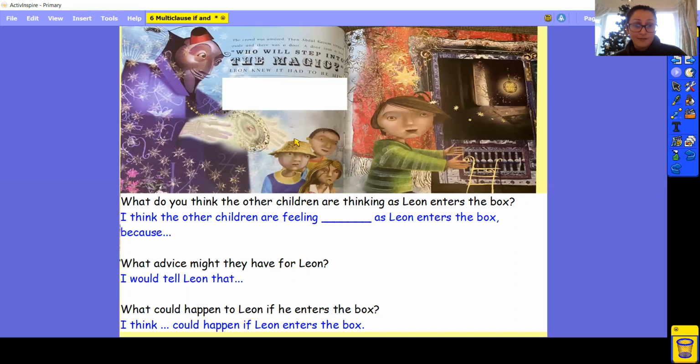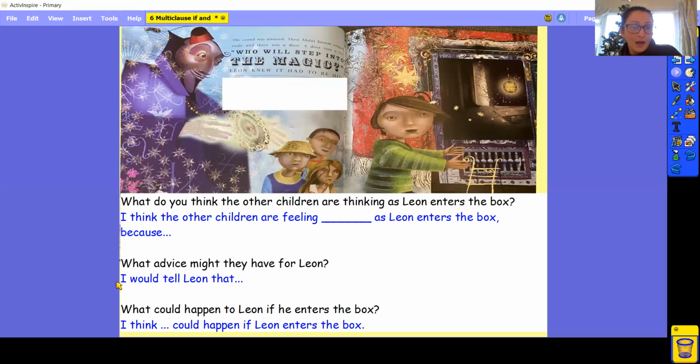So I think that the other children are probably feeling a bit worried or a bit concerned as Leon entered the box, because again, they don't know what's going to happen in this box. For all they know, he could be disappearing off forever. They might not ever see him again. So I think they're looking a bit worried and not feeling very comfortable about Leon going into this box.